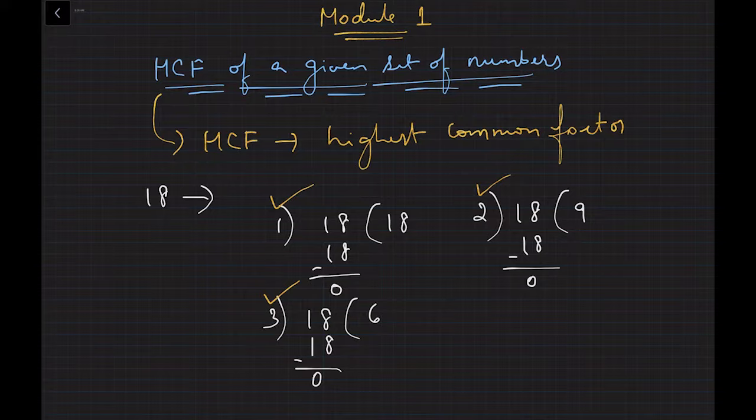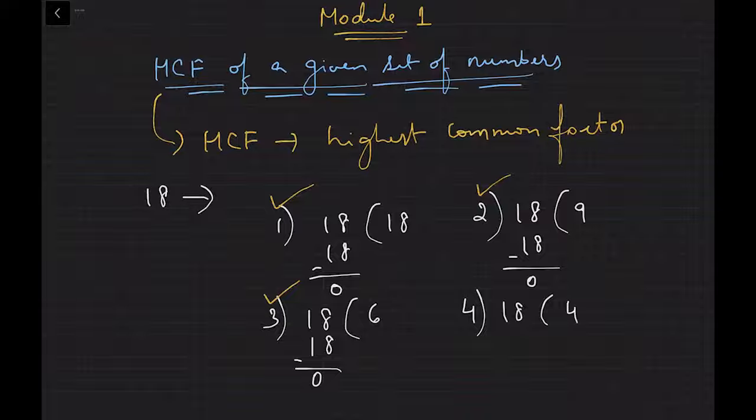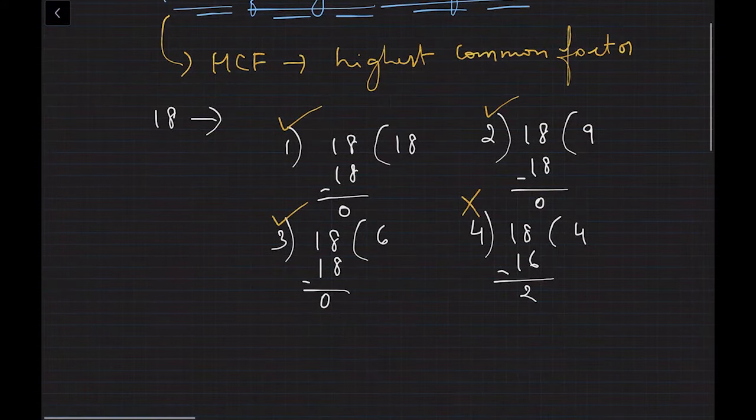Let's check if 4 is a factor of 18. 4 is the divisor, 18 is the dividend. 4 fours are 16. So we get 2 as the remainder. We don't get 0 as the remainder. Therefore 4 is not a factor of the number 18. So the numbers 1, 2, 3 are some of the factors of the number 18. I hope you all have understood the meaning of factor.